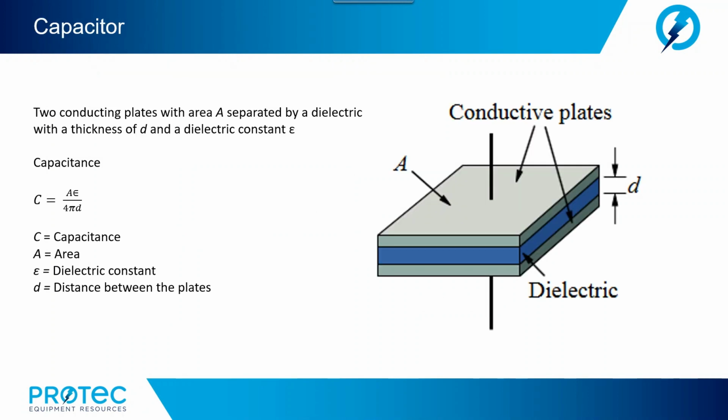Now let's talk a little bit about a capacitor. Two conducting plates with an area A separated by a dielectric with a thickness of D and a dielectric constant epsilon are basically the components of capacitance. The mathematical representation is capacitance equals area times the dielectric constant divided by 4 pi times the distance between the plates.